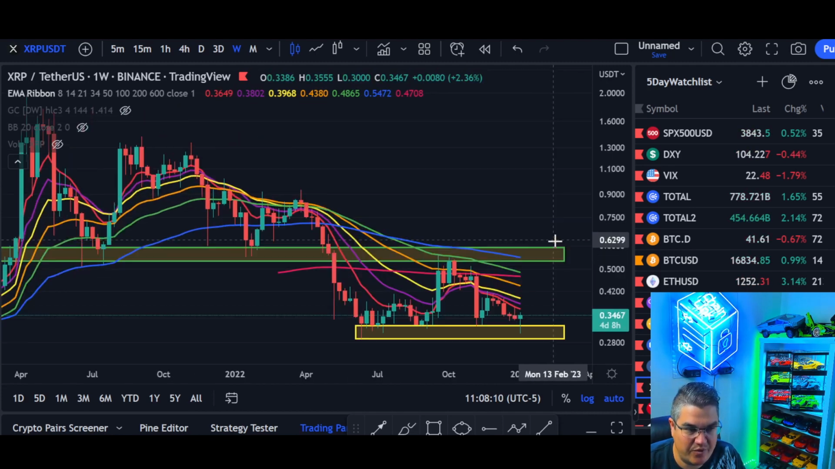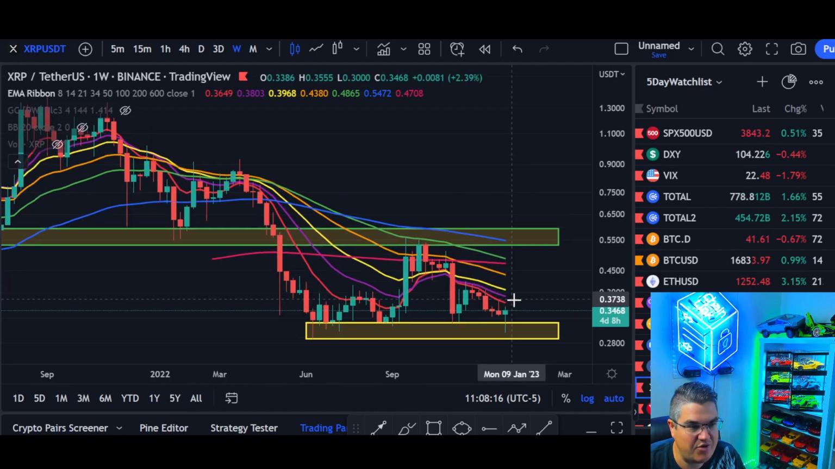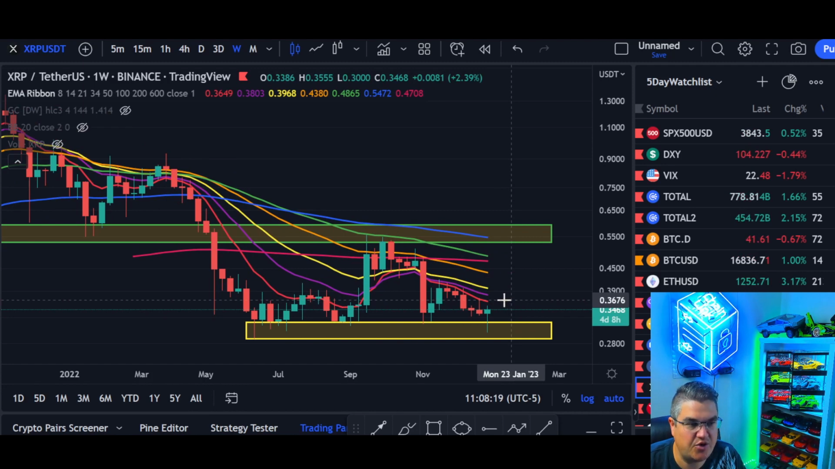So not only that, but we are still under all of our weekly moving averages as well as our daily moving averages. So what haven't we done? You want to see your coin, especially XRP, do things that it hasn't done in a while for you to be getting a little bit more bullish.